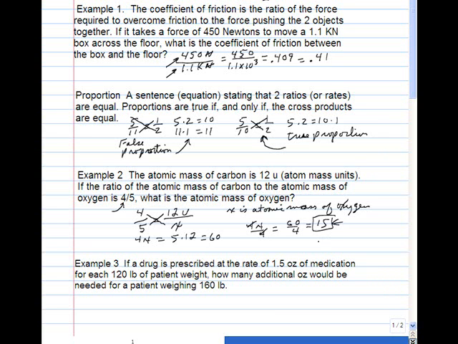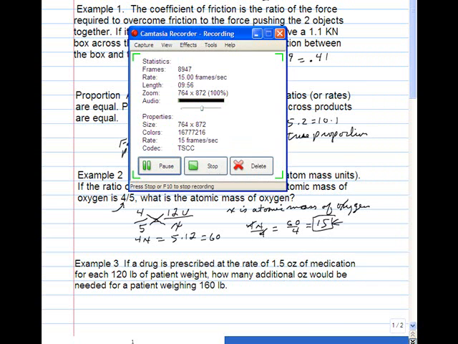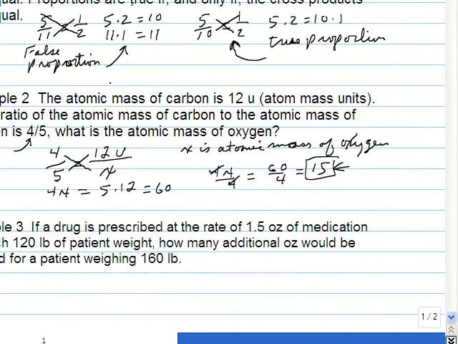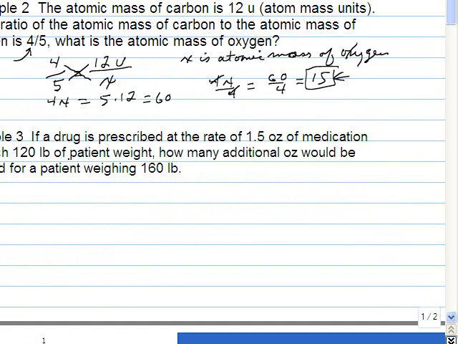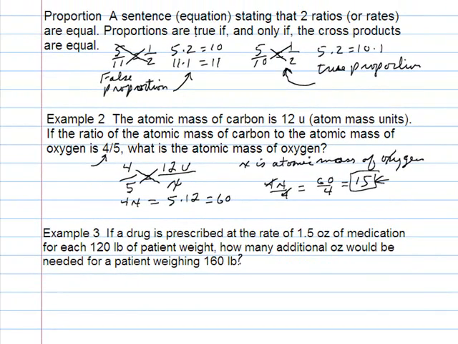Let's try another problem. In the second problem, we can find that there's more than one way to solve some of these ratio proportion problems. We'll take a look at a couple of ways to do this one. If a drug is prescribed at the rate of 1.5 ounces of medication for each 120 pounds of patient's weight, how many additional ounces would be needed for a patient who weighed 160 pounds? And that should be a question mark there. So I'll change that to a question mark.